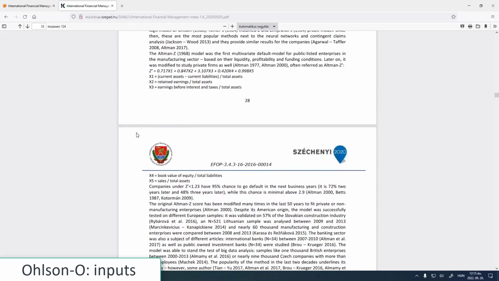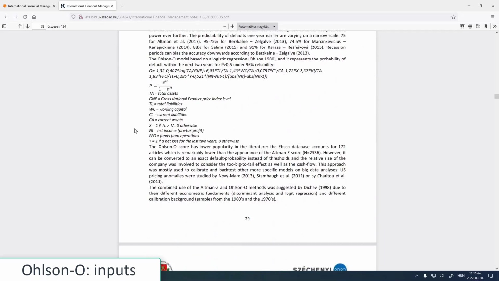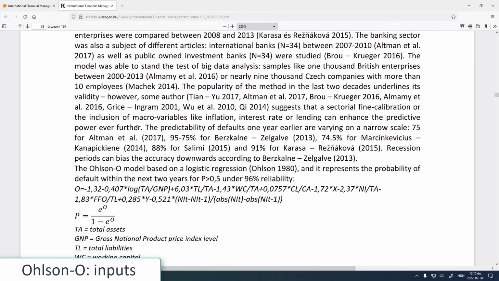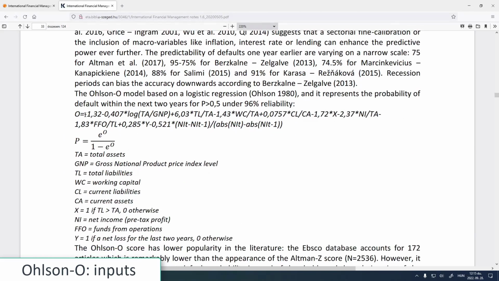So I don't want to care about Altman-Z. It's less fancy. Ohlson-O is much more disgusting if we look at this. Yeah, it's ugly. It's longer and it contains different things, but let's use this one. So how to do this?